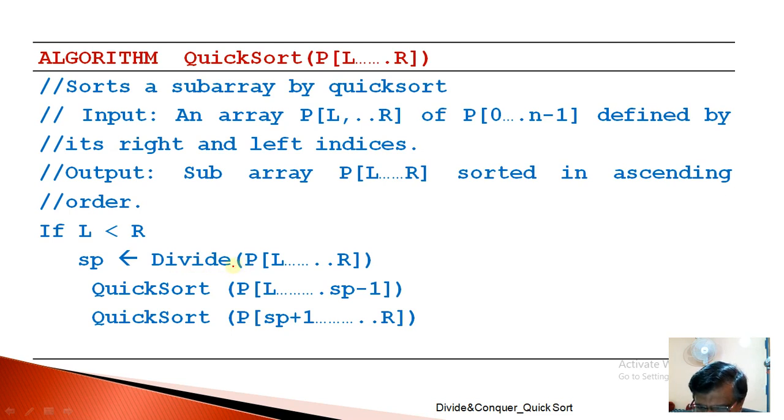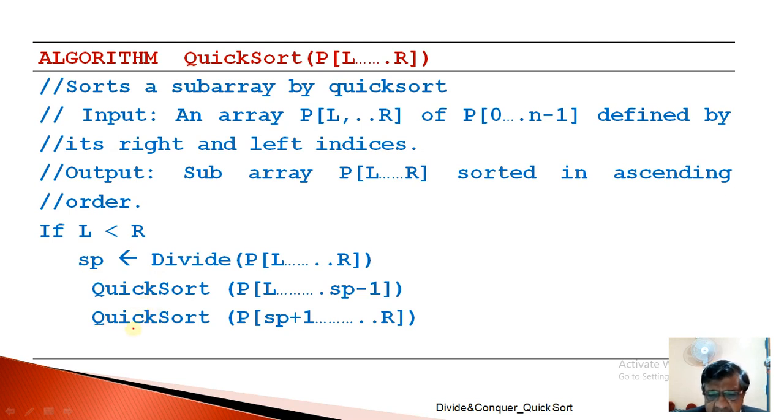The name of the algorithm is divide, justifiably so, because it partitions the given subarray and finds the location where the split should happen. So keeping hold of this particular split value, quicksort is again applied recursively. For the left portion of the unsorted subarray, which has elements starting from L, because the left extremity will never be changed, up to sp minus 1. Sp is the split position.